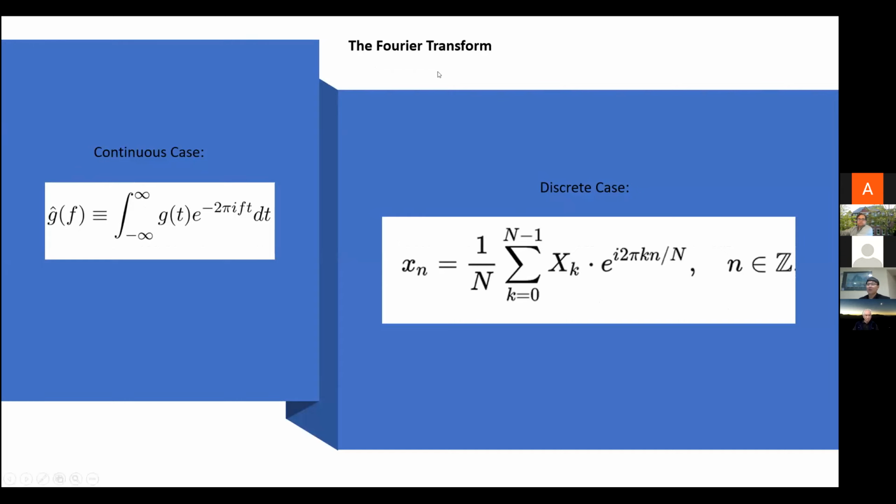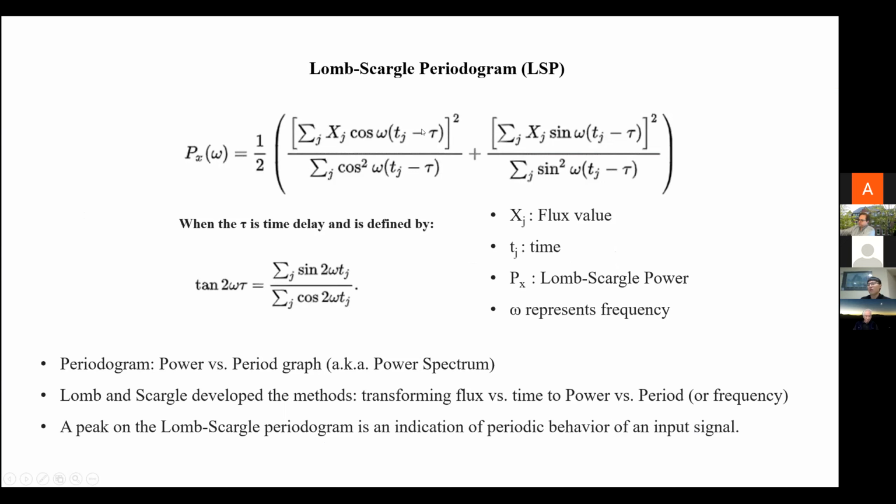So again, the LSP is inspired by the Fourier transform, and we see two cases here, continuous and discrete. In our case, we're working with discrete data values, so we're focusing more on the discrete case. And this is the equation that we actually use to implement it. So a periodogram is a power versus period graph, and another word for that is the power spectrum. So two remarkable scientists, Lomb and Scargle, developed this method of transforming flux versus time to power versus period or frequency, essentially transforming from the time domain to the frequency domain.